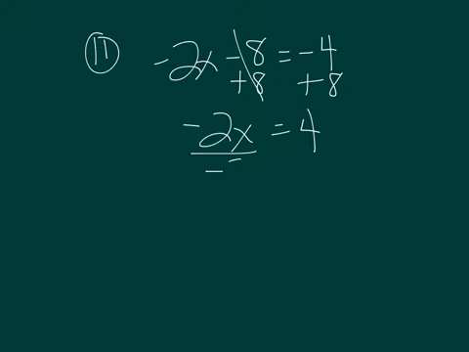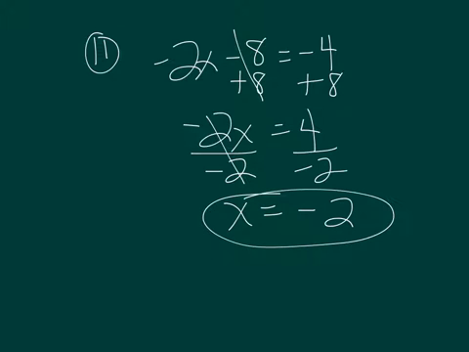Now I divide both sides by negative 2. Okay, so I'm left with x equals, what's 4 divided by negative 2? Positive and negative is a negative. 4 divided by 2 is 2. x equals negative 2. All right, next.